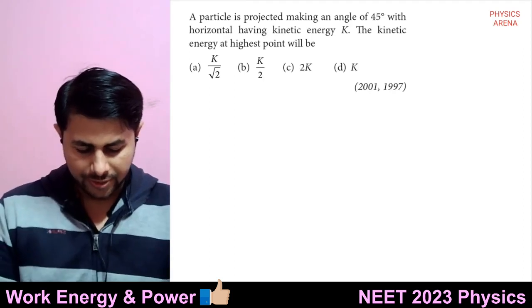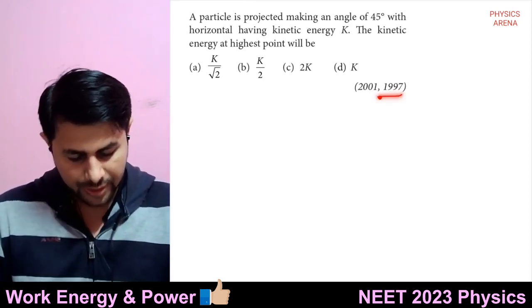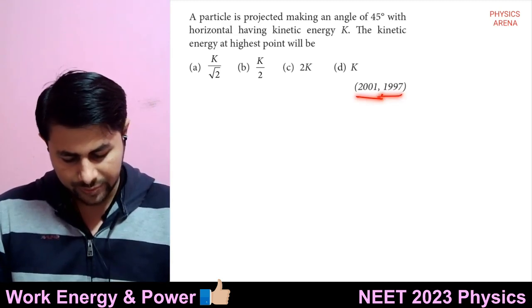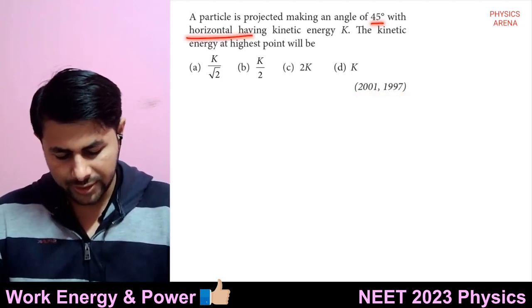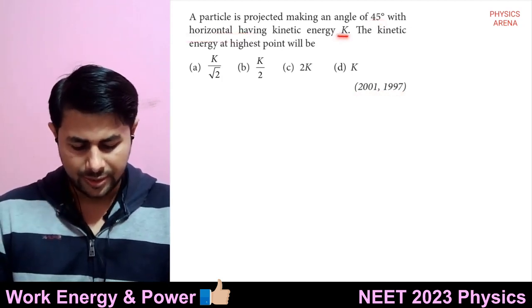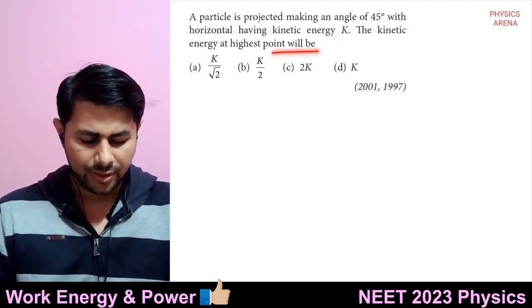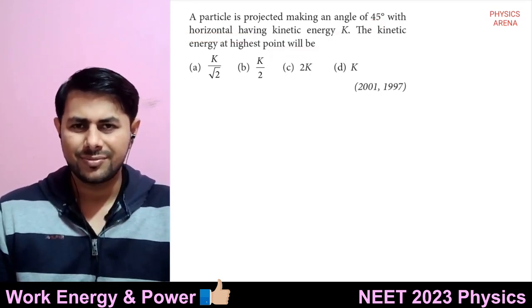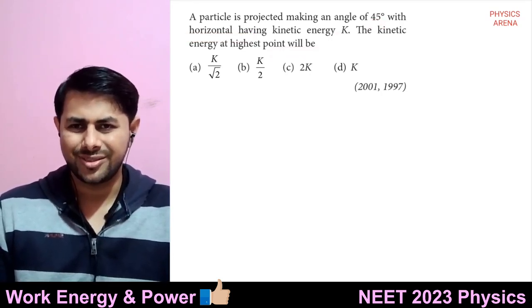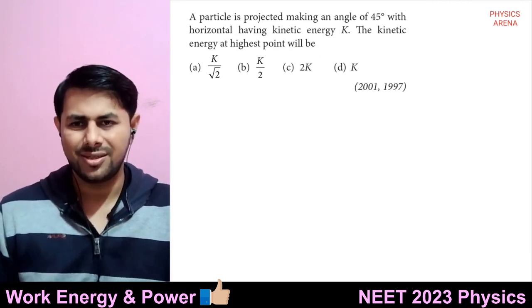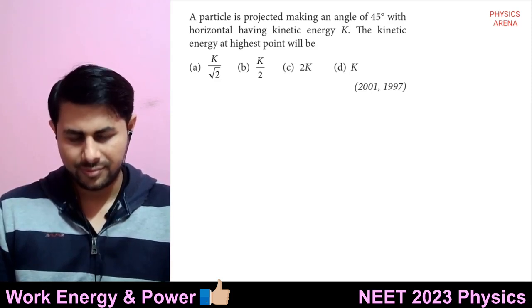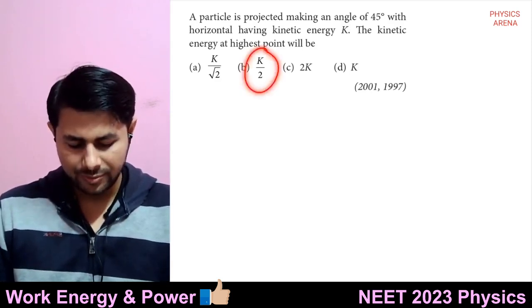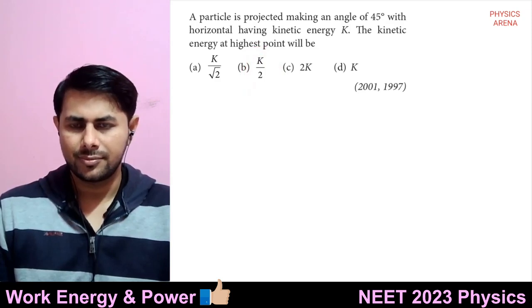So let's see the next question. This is repeated, 1997, 2001. A particle is projected making an angle 45 degrees with the horizontal having kinetic energy K. The kinetic energy at the highest point will be? Tell me. We have solved these kinds of questions, similar questions in projectile motion. It will be K by 2. Or did you forget?